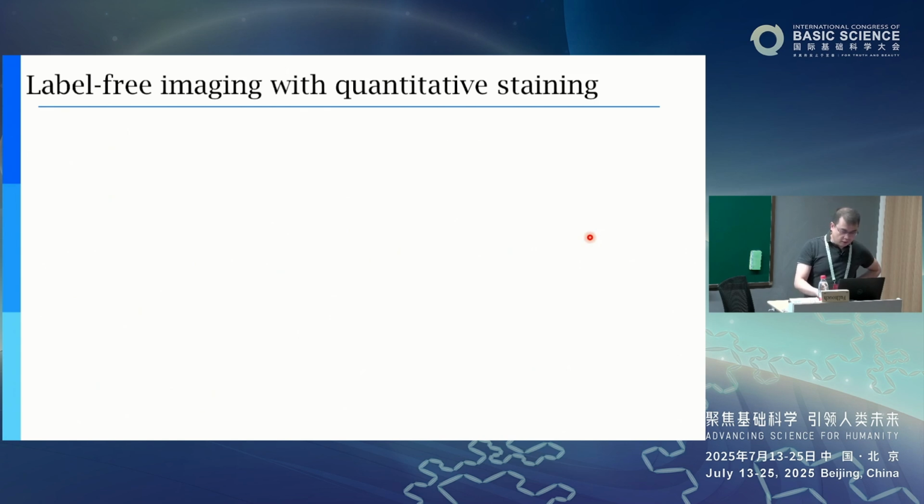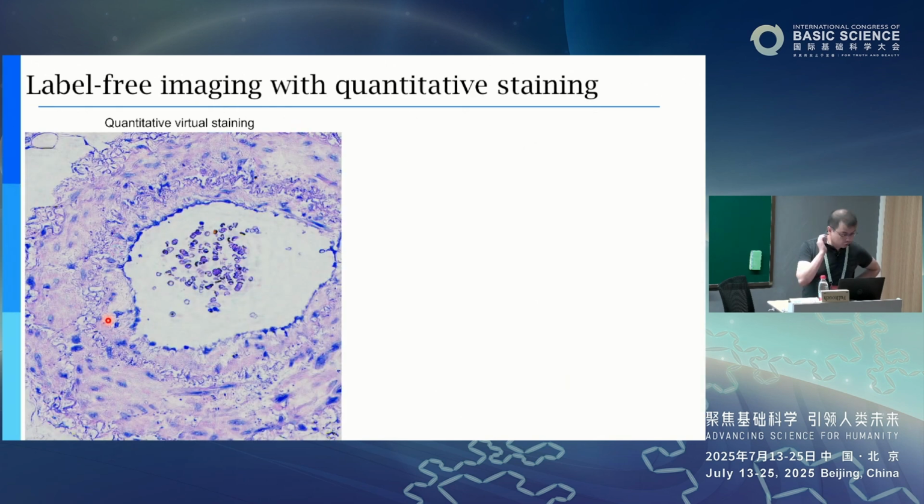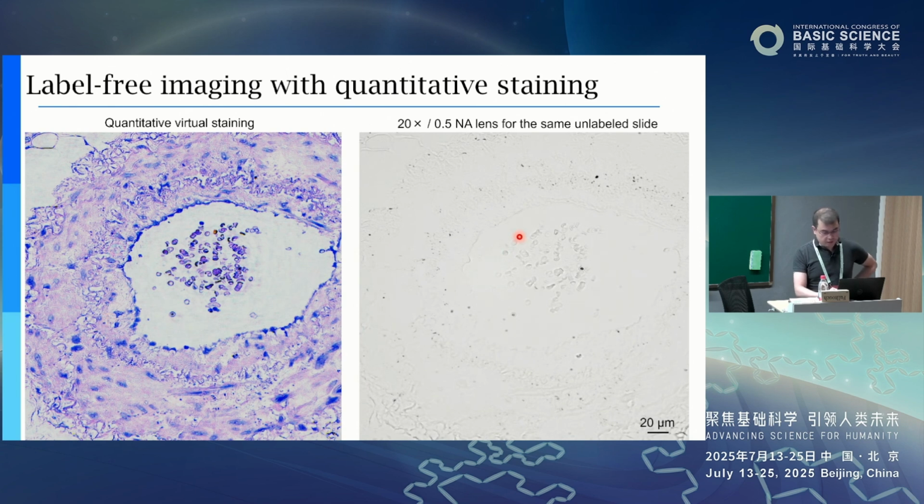With this DNA and protein mass differential imaging, we can perform virtual staining. I mean, the sample is unstained, but based on the contrast we capture, we can virtually stain the sample with the conventional H&E colors. This is the image captured by the conventional optical microscope. You can see that they are transparent and you don't see any contrast from the object.